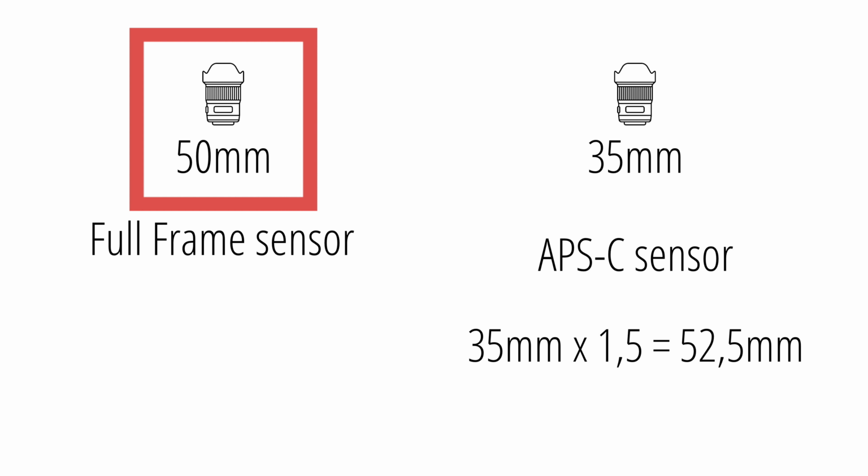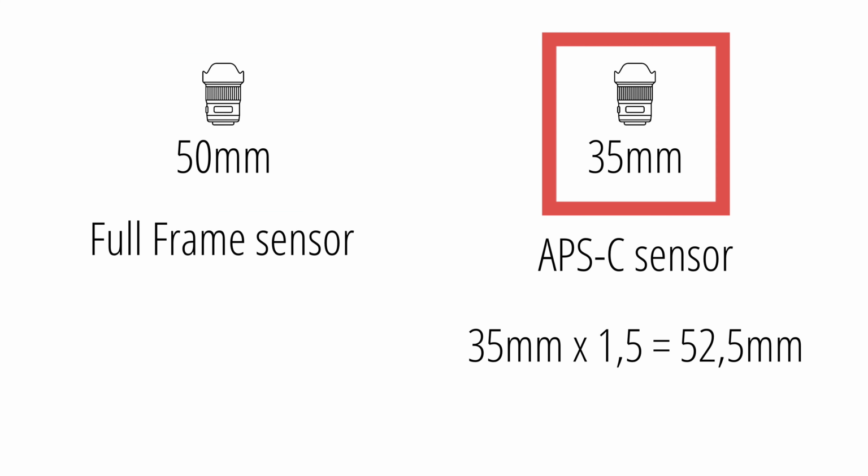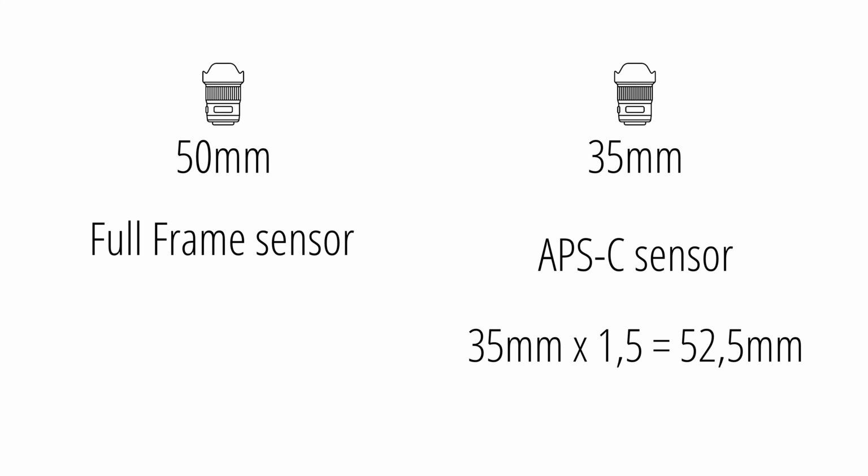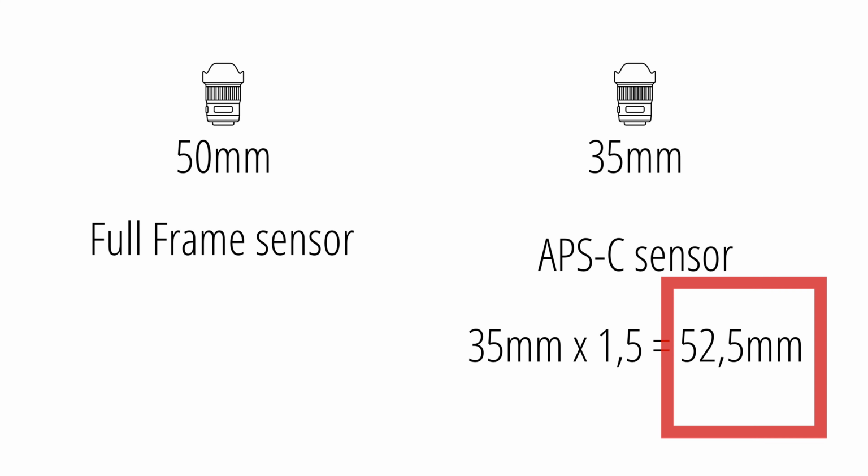So if you want a standard 50mm lens on a crop sensor camera, choose a 35mm lens, because 35mm multiplied by the crop factor of 1.5 makes a value of 52.5mm.